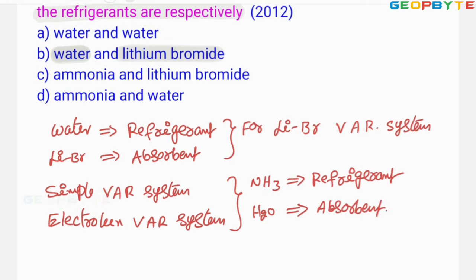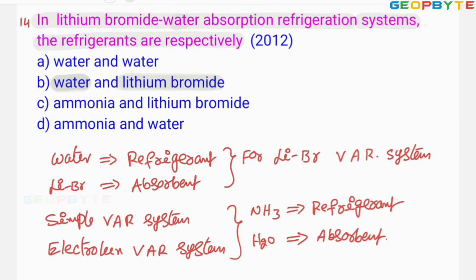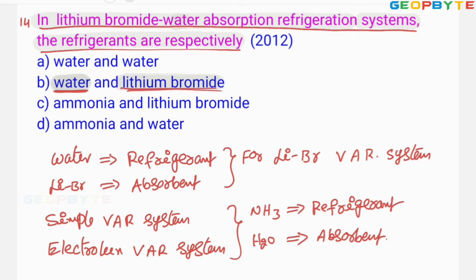Now come to the problem once again. In a lithium bromide water absorption refrigeration system, the refrigerant is water. Yes, water is the refrigerant, lithium bromide is the absorbent. For a lithium bromide vapor absorption refrigeration system, therefore you can select option B. I hope you got my point. Let us take the next problem.